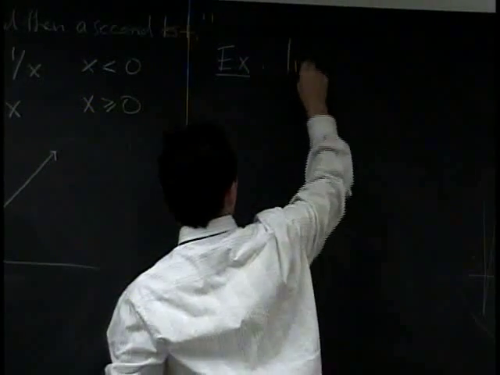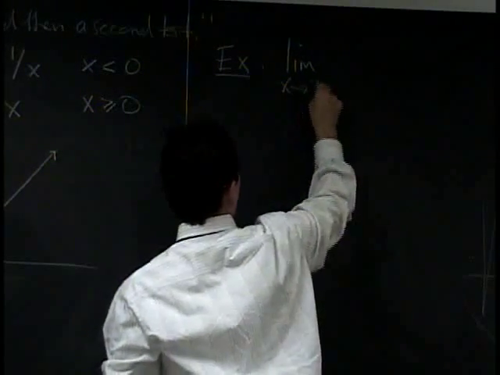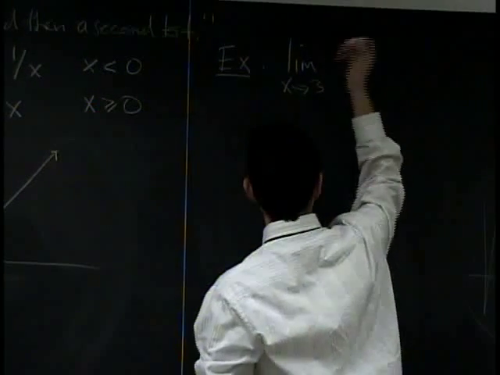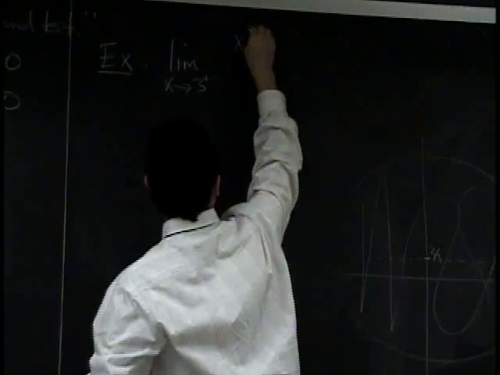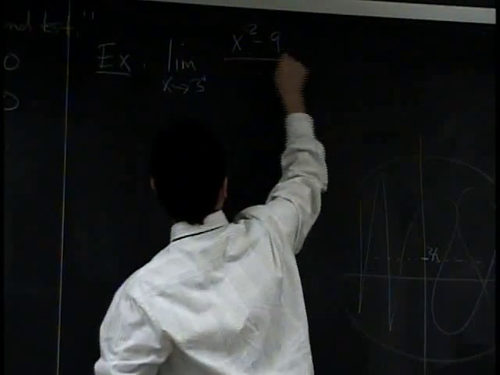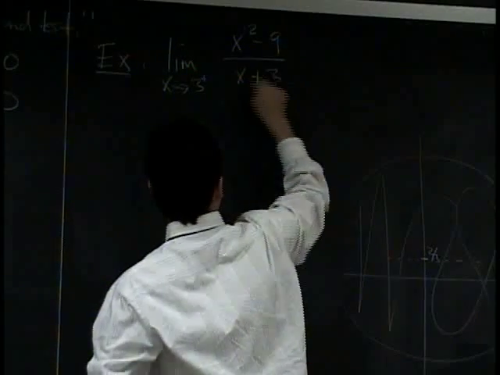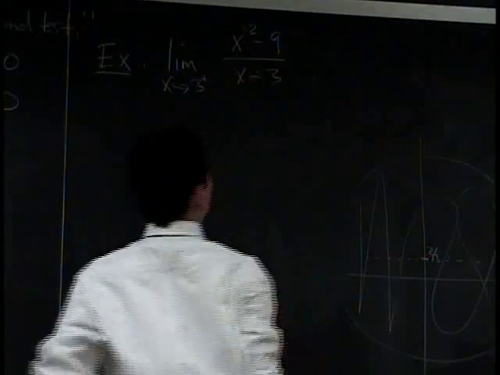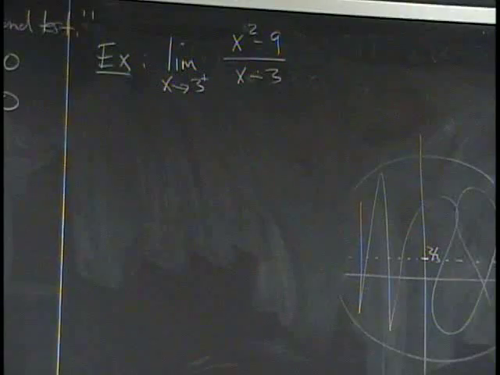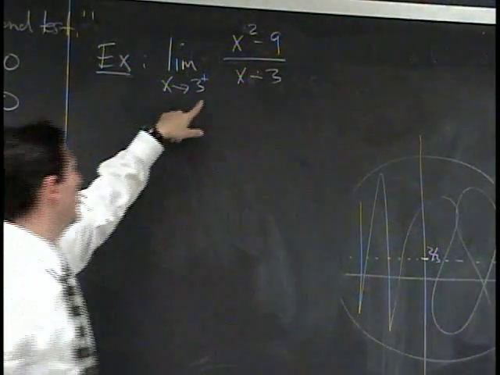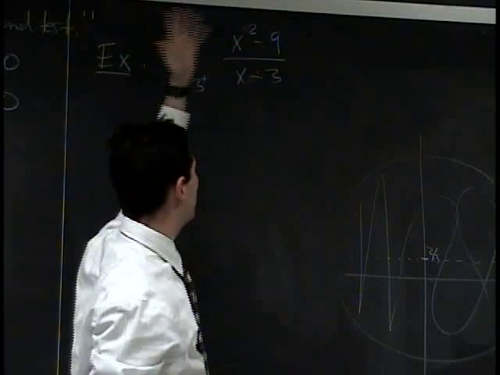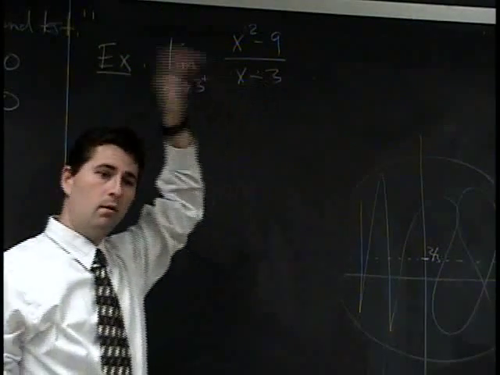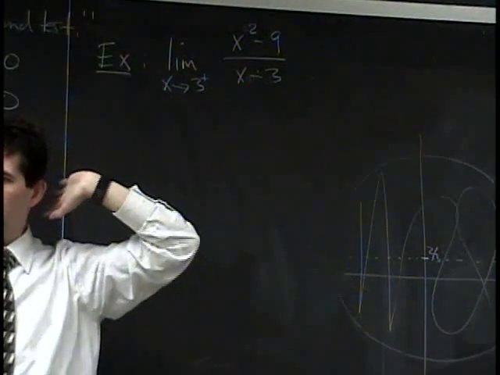So for instance, if we look at the limit as x goes to 3 from, well, we'll say the plus side to be consistent, and you have, say, x squared minus 9 over x minus 3. If you plug a 3 into this to try to do things, we get 9 minus 9, that's 0. 3 minus 3, that's 0. 0 over 0, you can't do it.